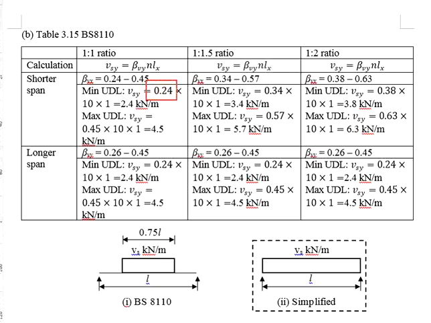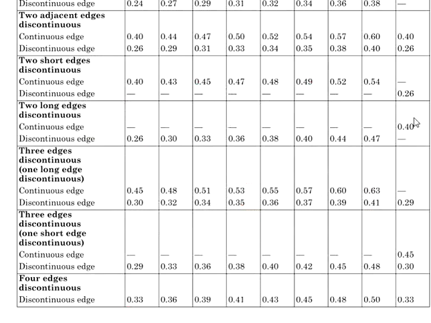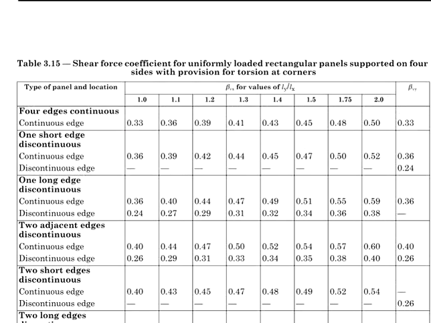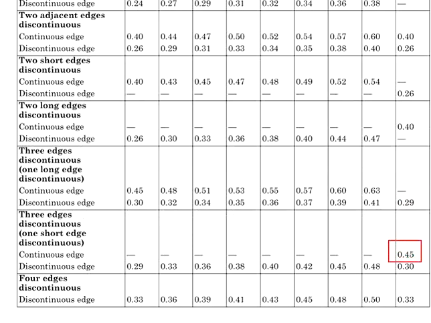The coefficients times the design loads times the shorter span. The equation here is calculated on the basis of the shorter span. This gives you a range of the loading between 2.4 kN per meter to 4.5 kN per meter. As for the longer span, we are referring to this column. The smallest number is 0.24 and the largest number is 0.45.